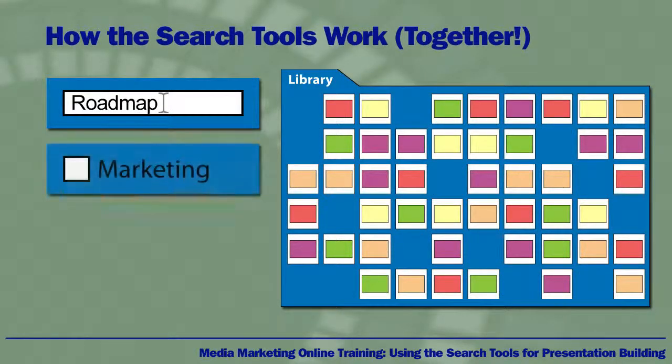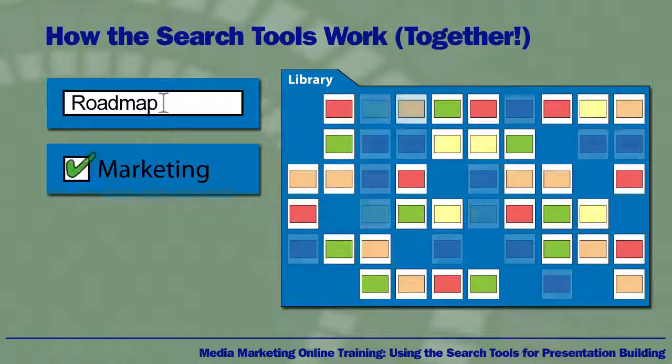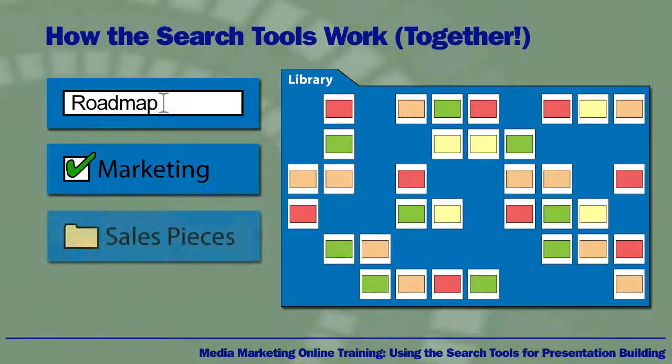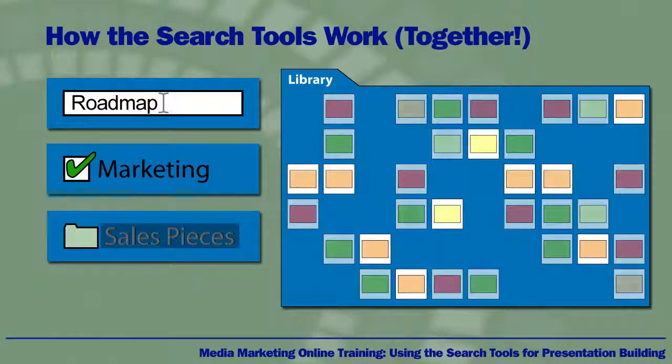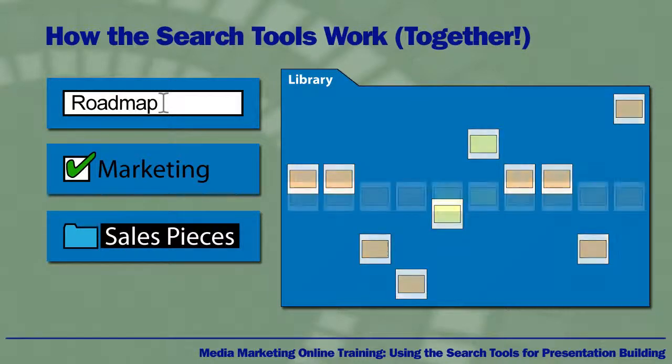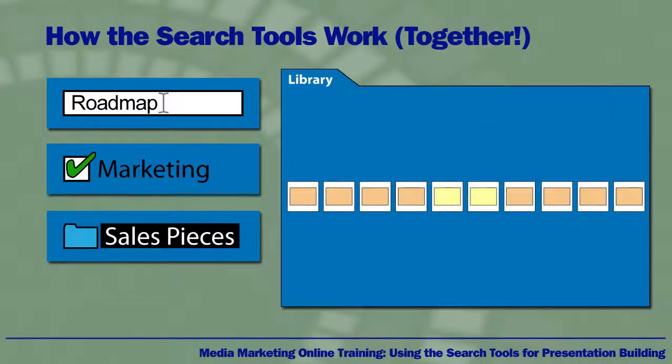The important thing to know is that the tools work cumulatively, meaning that the content you're shown has to match each of the text, criteria, and location choices you make. Now, let's look at the tools in action.